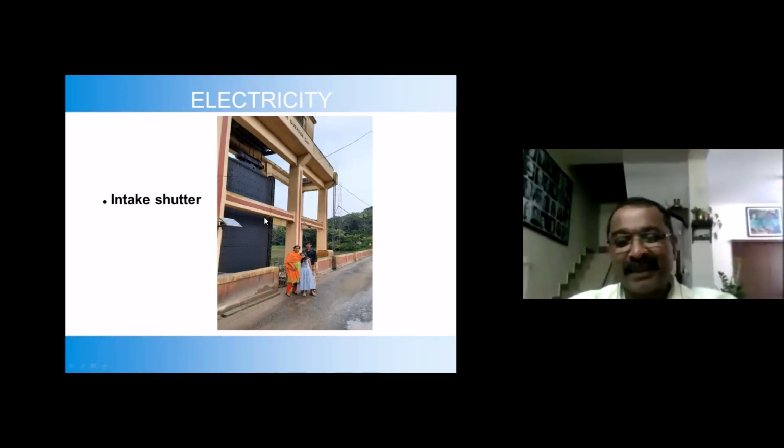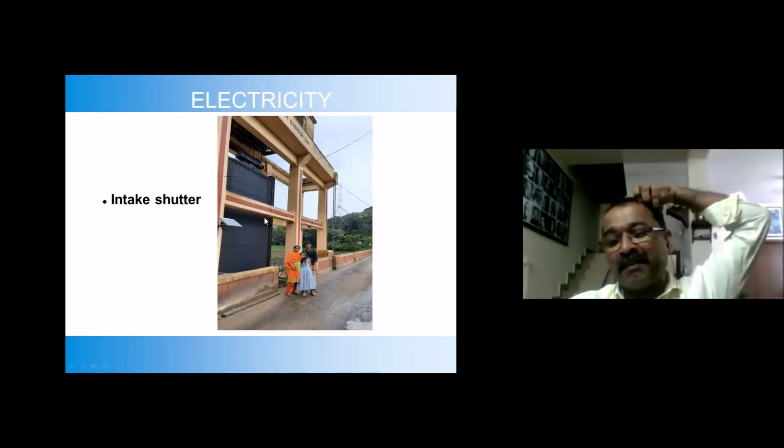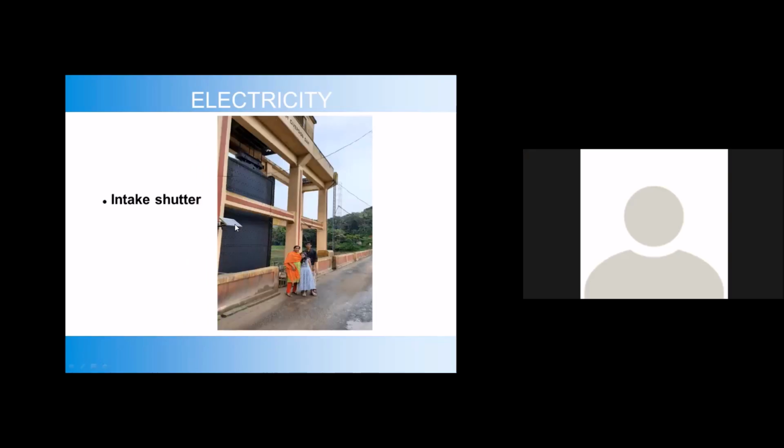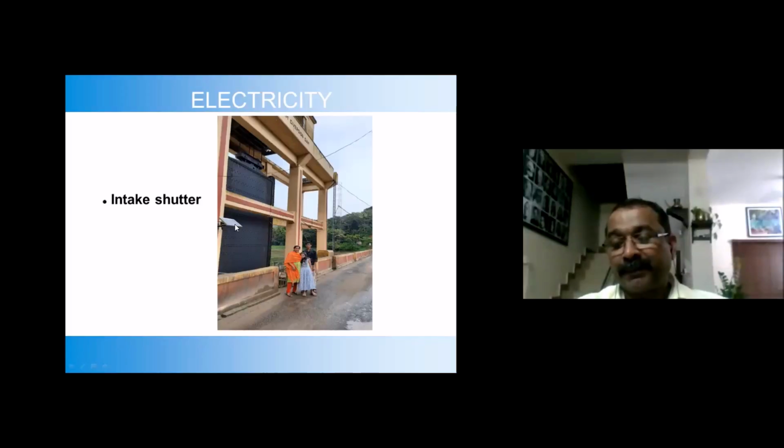This is a very small dam, and this is the intake shutter. So the tunnel is right now open. Which dam is it? This is actually Kallarkutti Dam in Idukki. It is giving water to the Neriyamangalam powerhouse.